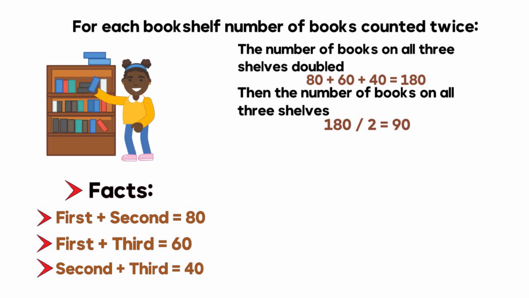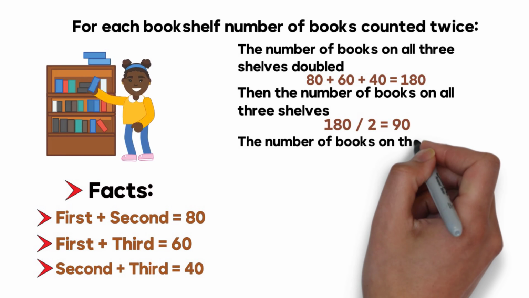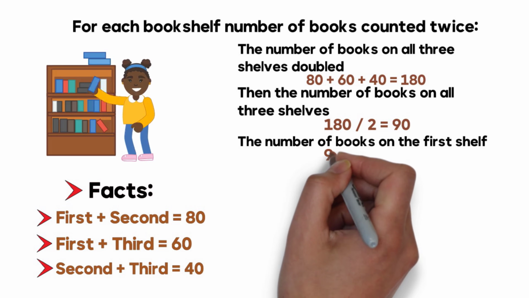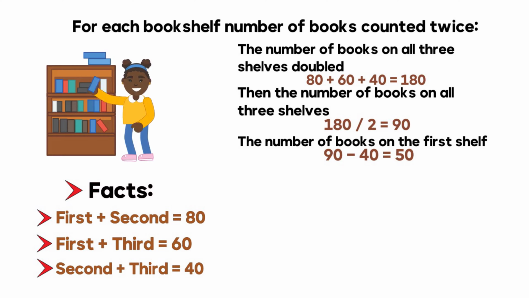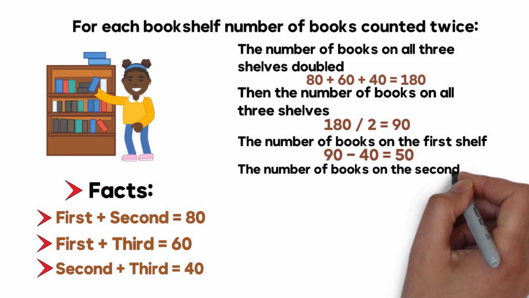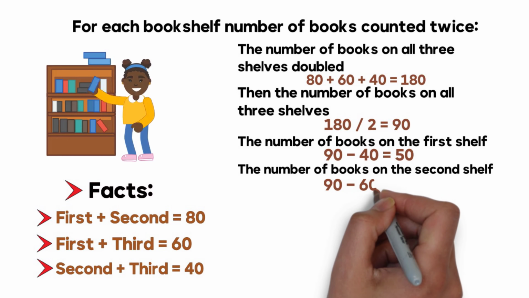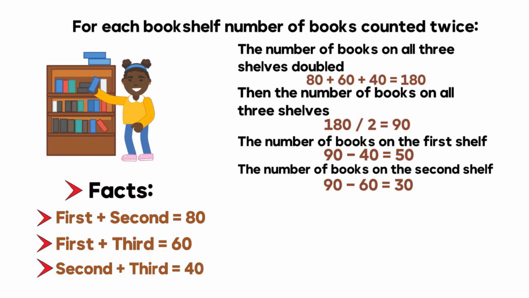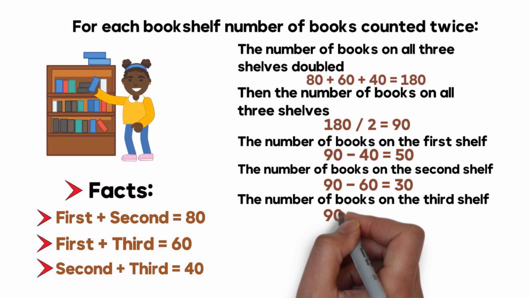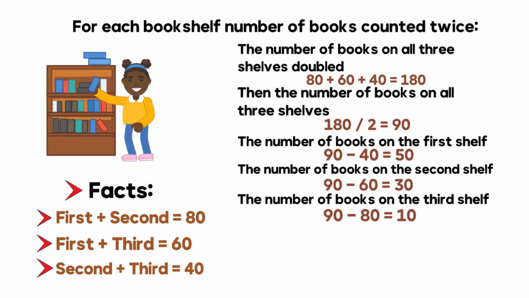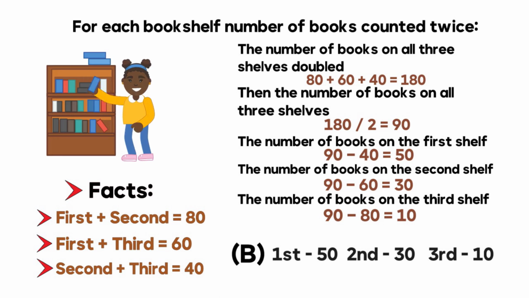So having this information handy and looking at the facts, we can calculate the number of books on each individual shelf. For example, the number of books on the first shelf can be calculated by subtracting 40 from 90, and the result will be 50. The number of books on the second shelf can be calculated by subtracting 60 from 90, and the result will be 30. And the number of books on the third shelf can be calculated by subtracting 80 from 90, and the result will be 10. So the correct answer here is choice B.